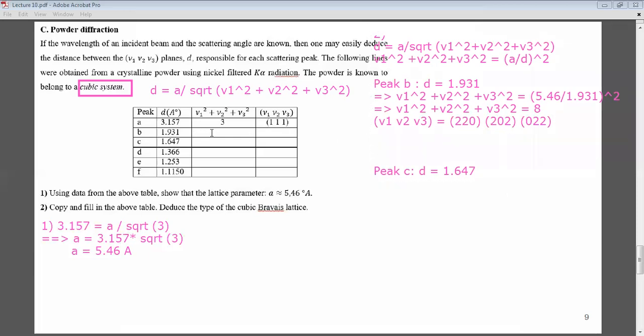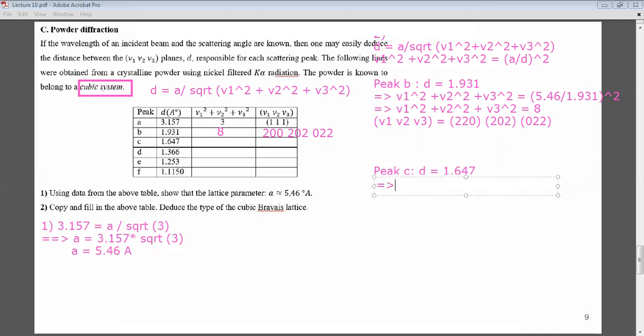So I filled this part here. This is 8. And here I have 220, 202, and 022. Okay, now let's do peak C.